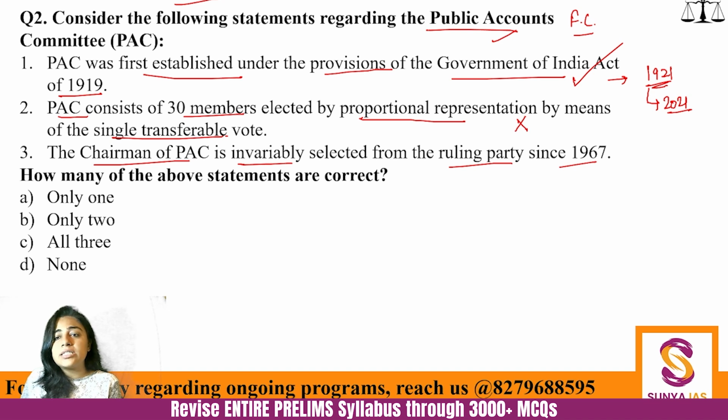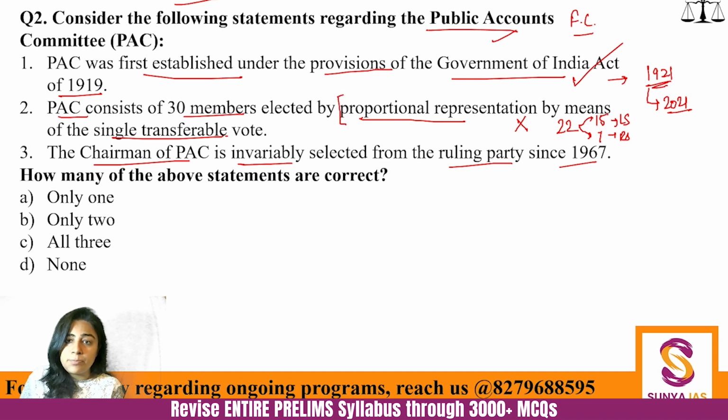And please write this down. There are 22 members in PAC. 15 members are from Lok Sabha and 7 members are from Rajya Sabha. So this is very important. This is an incorrect statement. This is the correct formulation. 22 members are there. This much part is correct. Proportional representation by single transferable vote. This is the method by which all the committee members are selected. Elected by this, so this is correct.